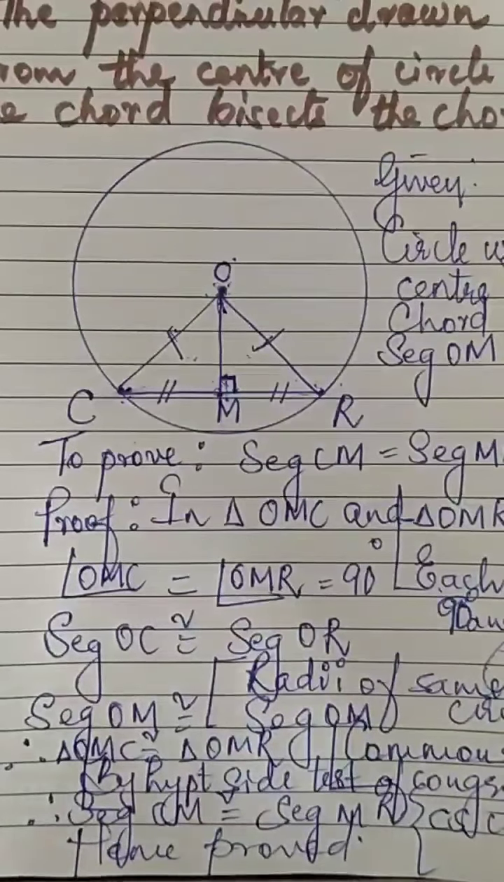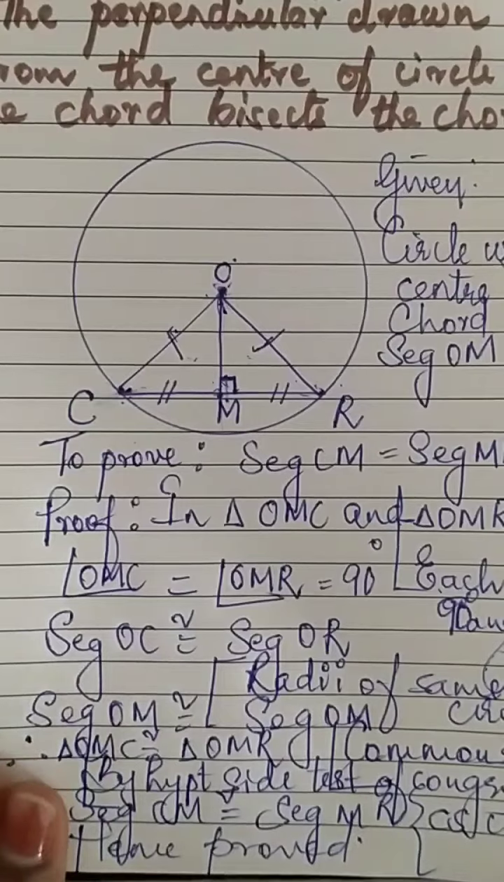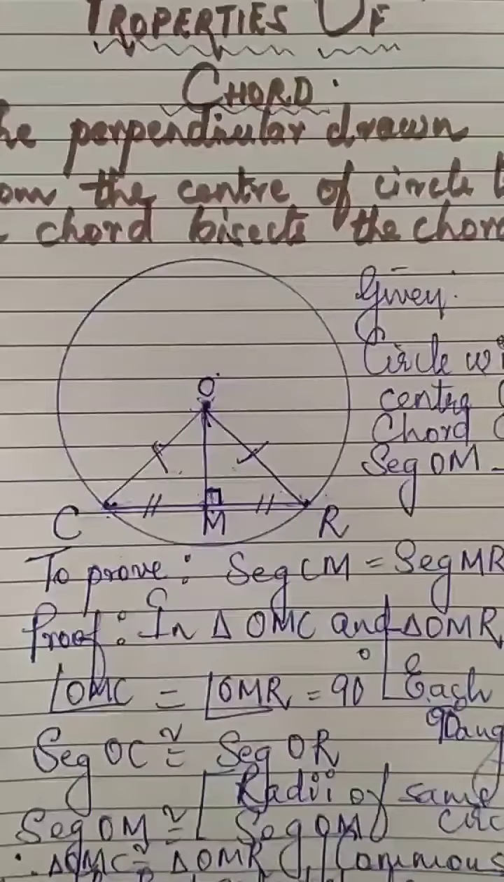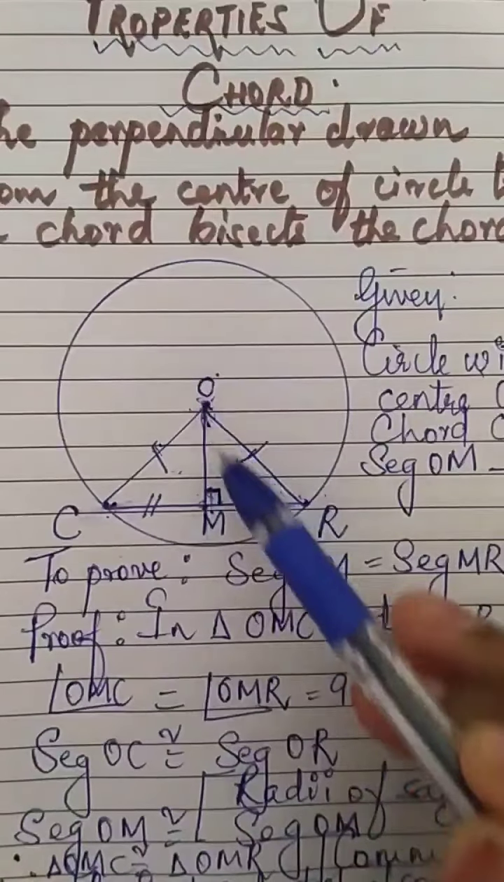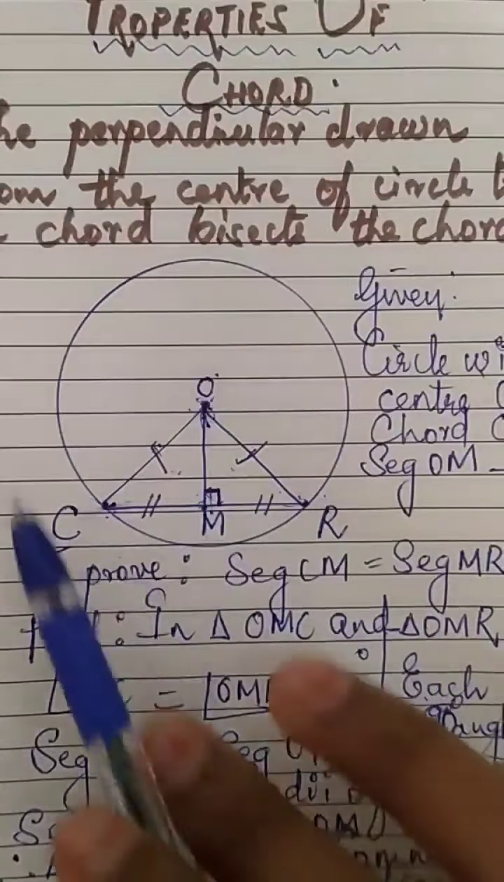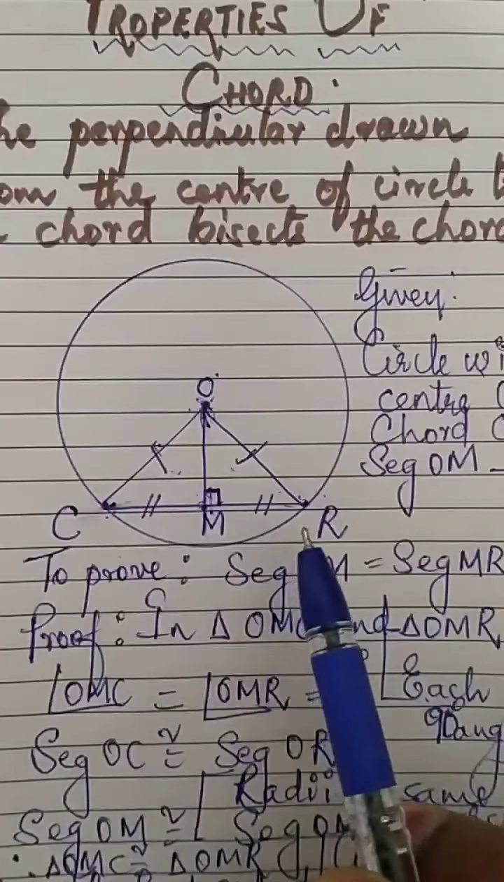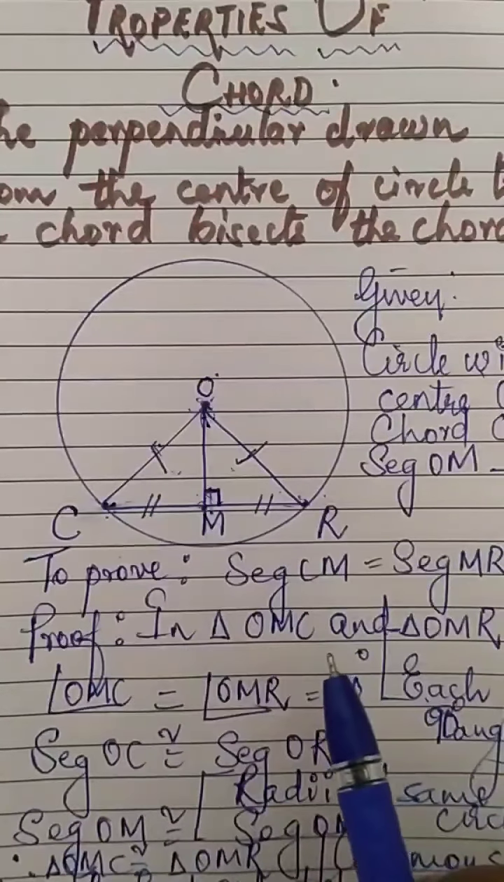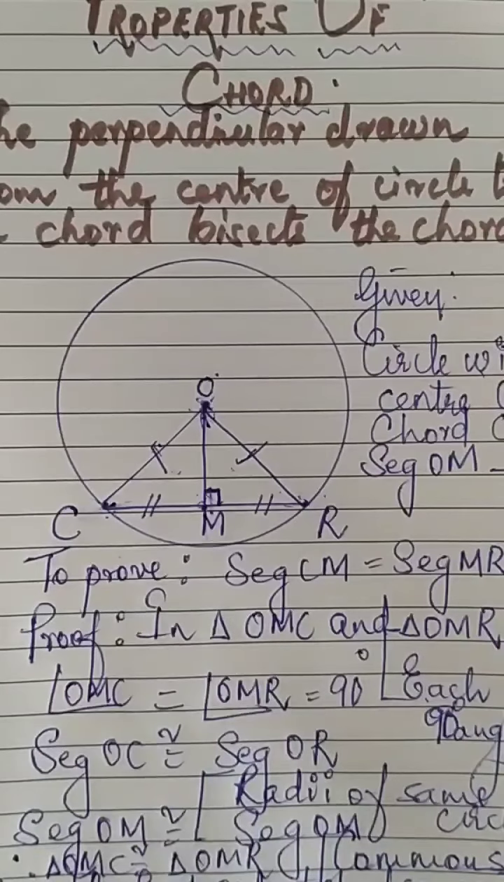So simple and sweet theorem, and the property also. So say once along with me. The perpendicular from the center of the circle to the chord bisects the chord. You will have practice set related to this property. Okay. So learn the theorem, write it in your book, and we will go for the next theorem now.